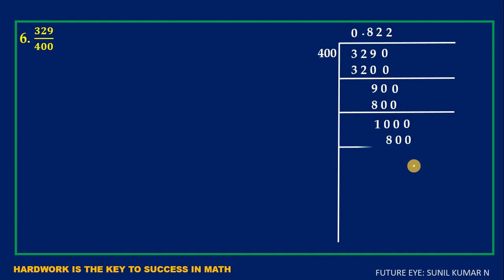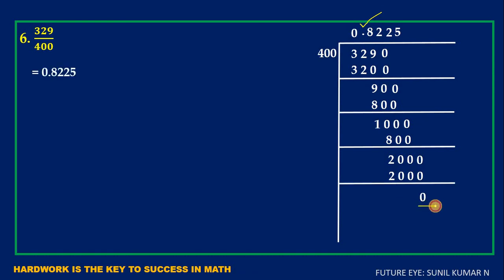Now 400 2s are again 800 and subtract, we get 200. Now already we have taken the decimal point, take another 0. 400 5s are 2000 and we get remainder 0. When the remainder is 0, it gives a definite end. So its decimal expansion is 0.8225. Now tell me which kind of decimal it is. That is a terminating decimal, because we have a definite end.